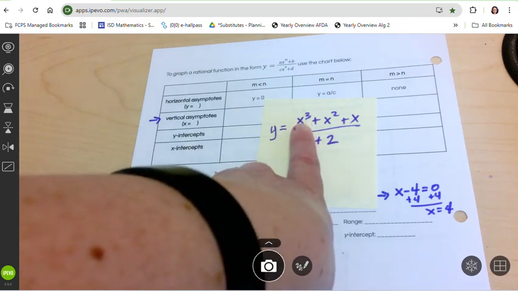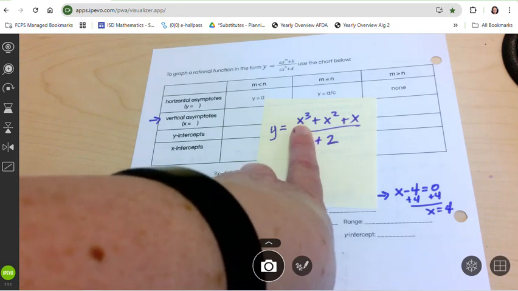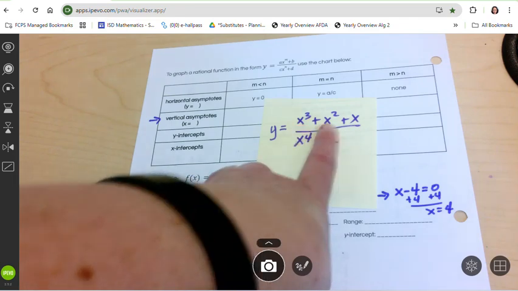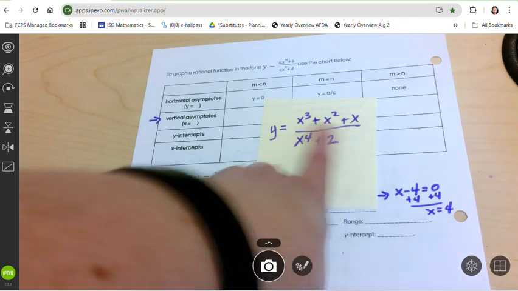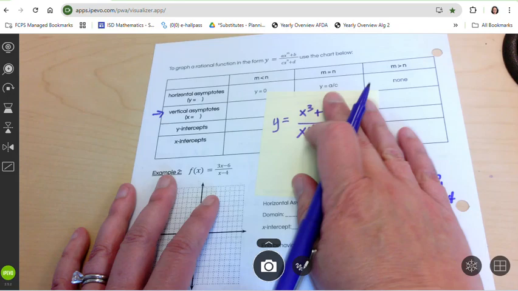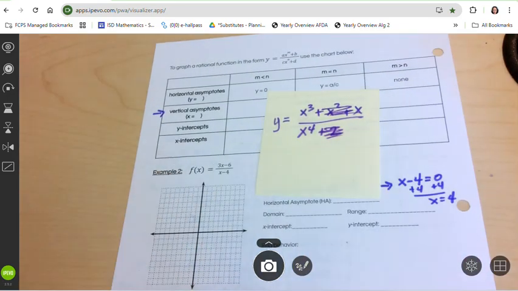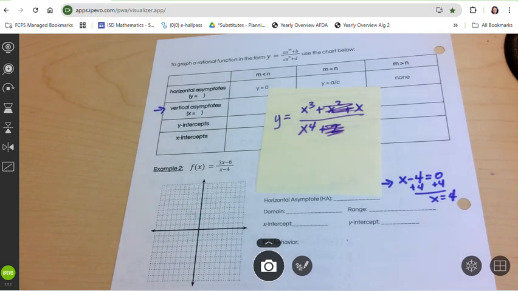Sometimes it's hard to think about infinity cubed. So you could think about a big number like 1,000,000, right? 1,000,000 cubed is much bigger than 1,000,000 squared and much bigger than 1,000,000. So this is the most important one. So when you have polynomial on the top and on the bottom, these are the ones that are going to matter at the end. Just these, okay?